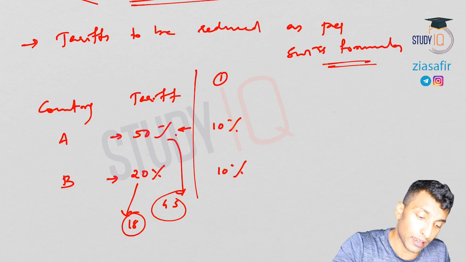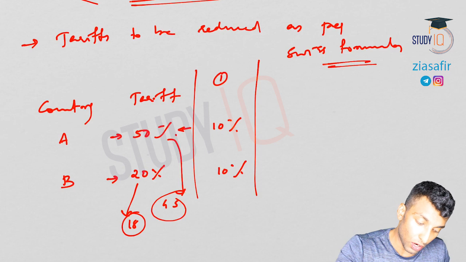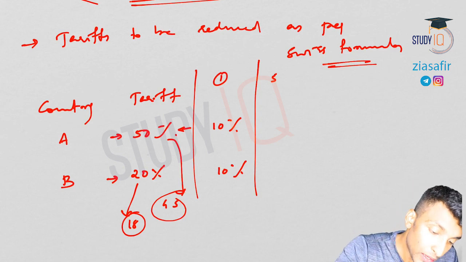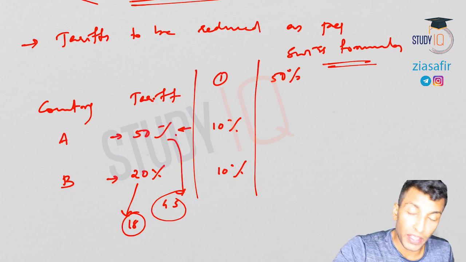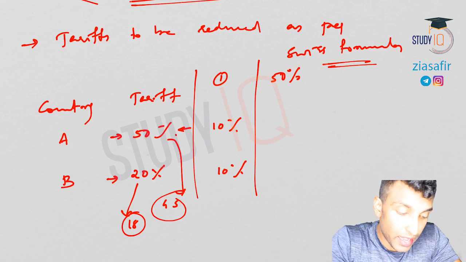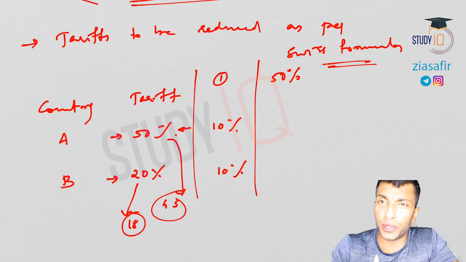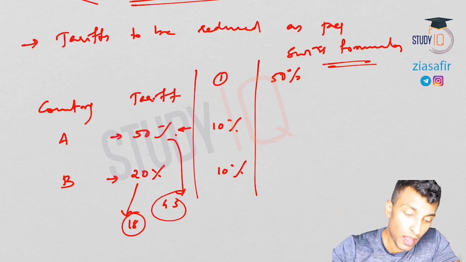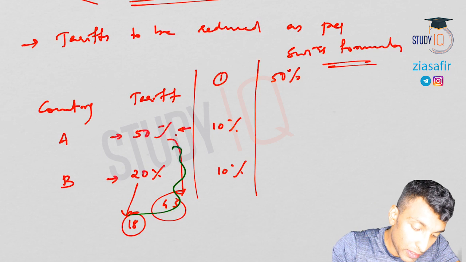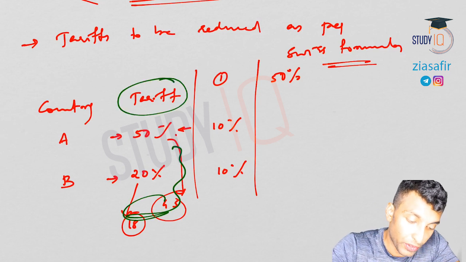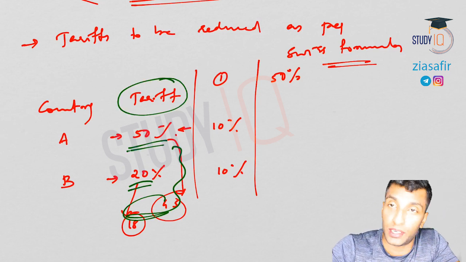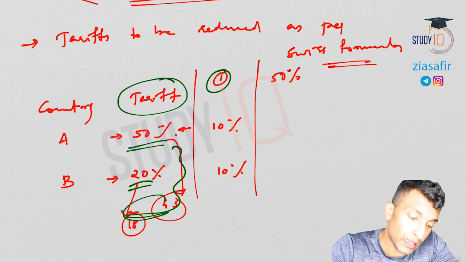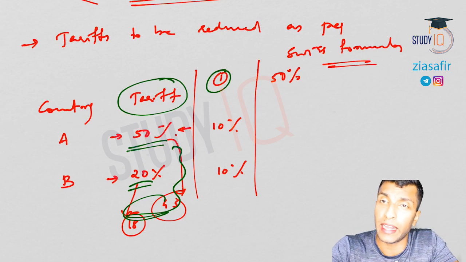Or let's take a common 50%. Okay, so let's say 50%. See, what I'm saying is, I hope you understood, I'm going to tell you the three different possible ways in which you can reduce tariff. One way is, let's take this as the normal situation. Okay, 50% and 20%. Now imagine one possibility is you can keep a flat 10% for both.